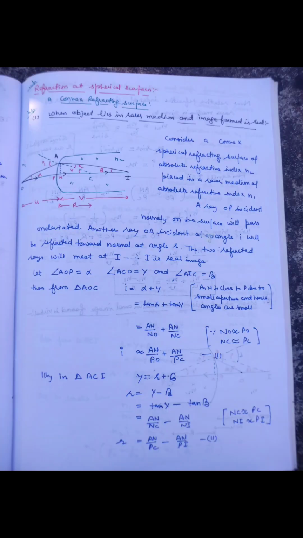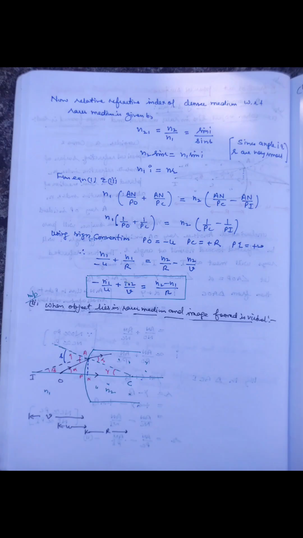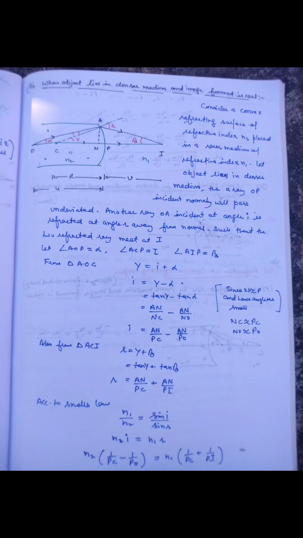There are 6 cases of refraction at a spherical surface. 4 cases are for a convex refracting surface and 2 cases are for a concave refracting surface. The first case is when the object lies in the rarer medium and the image formed is real. The second case is when the object lies in the rarer medium and the image formed is virtual. In the third case, the object lies in the denser medium and the image formed is real. In the fourth case, the object lies in the denser medium and the image formed is virtual. For a concave refracting surface, which always forms a virtual image, the object lying in the rarer medium is the fifth case and the object lying in the denser medium is the sixth case.